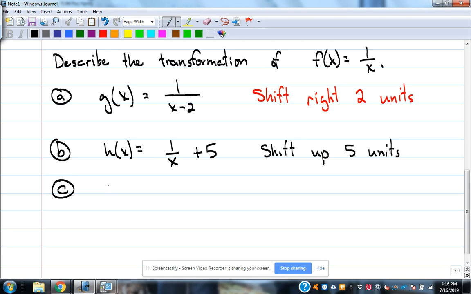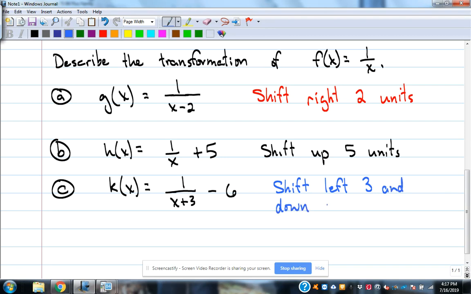Say k of x is 1 over x plus 3 and then a minus 6. So this one has a couple of things happening to it. It's got a minus 6 on the outside and then a plus 3 that's on the inside is how we would think about that. So this one has a horizontal and a vertical shift. It doesn't matter what order you describe those in, but I would say this one shifts left 3 and down 6 units.